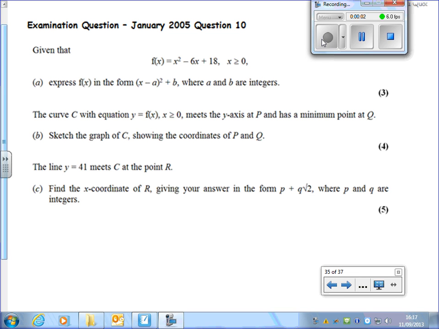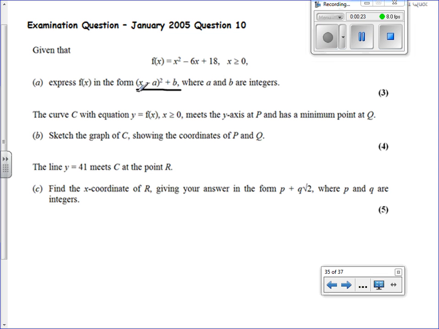C1 Quadratics, exam question, January 2005, question 10. So we've got a quadratic function. In part A, we need to express the function in the form x minus a all squared plus b, where a and b are integers. Now you need to recognise that form there. That is when we complete the square.